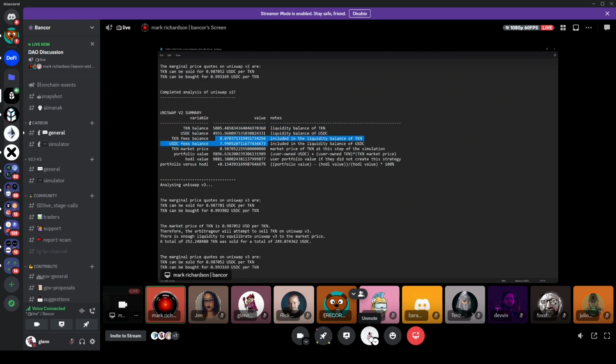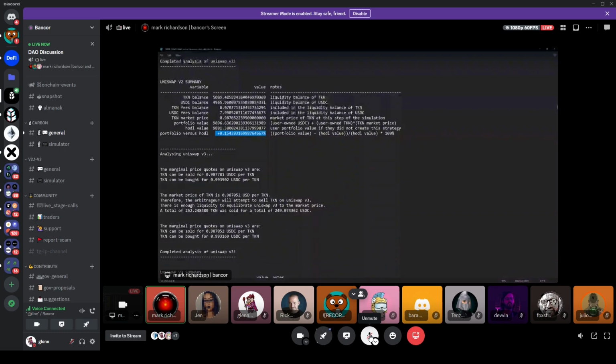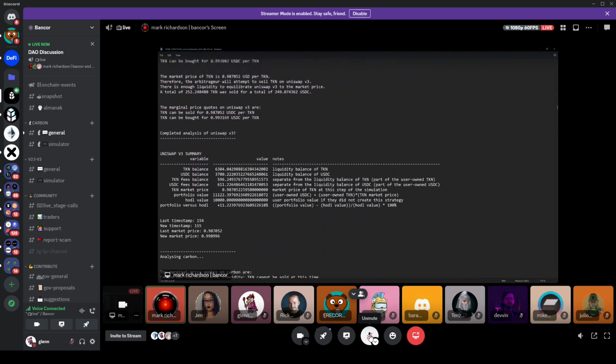It's telling you exactly how many fees it's earned in both of those token balances up to this point in the simulation. It tells you the market price of wrapped staked ETH in this case, the current portfolio value, the current HODL value if the liquidity provider had chosen to do nothing, and then a percentage gain versus the HODL thing. And then it will do the same thing for Uniswap V3, right?